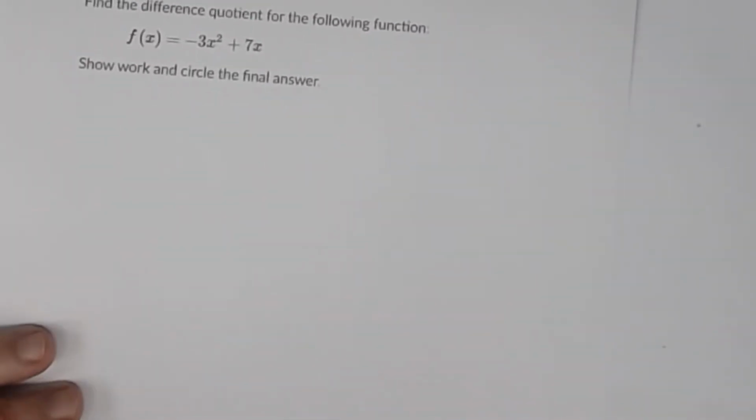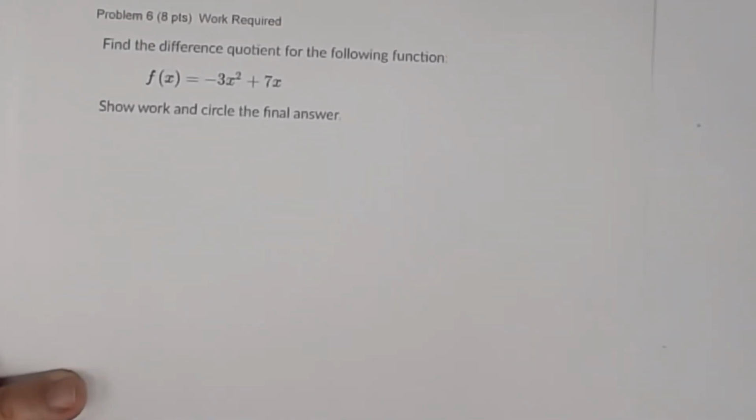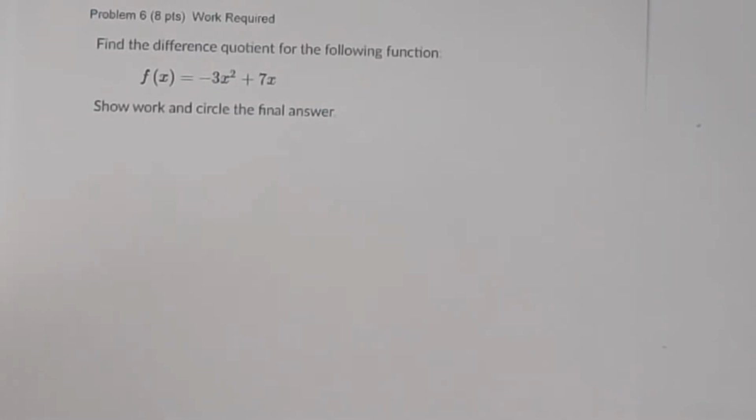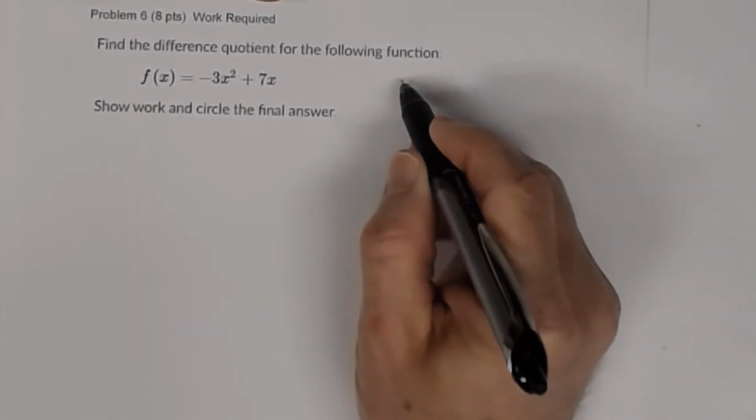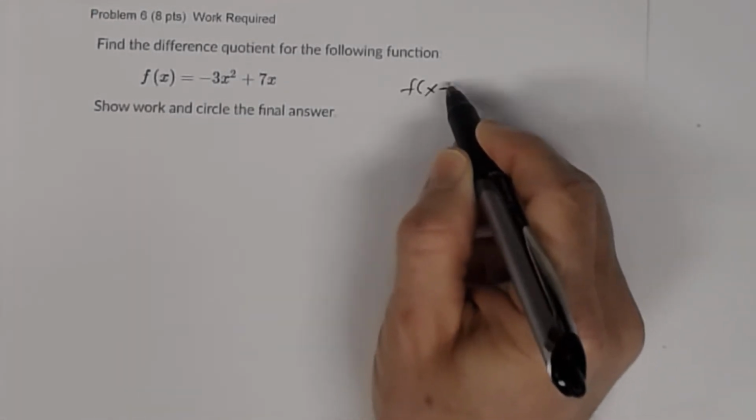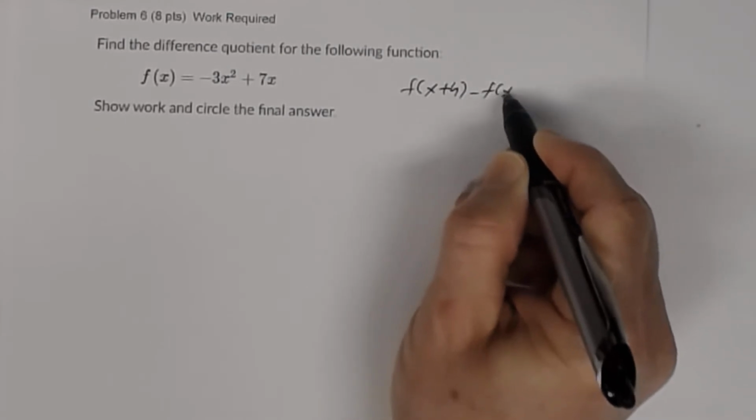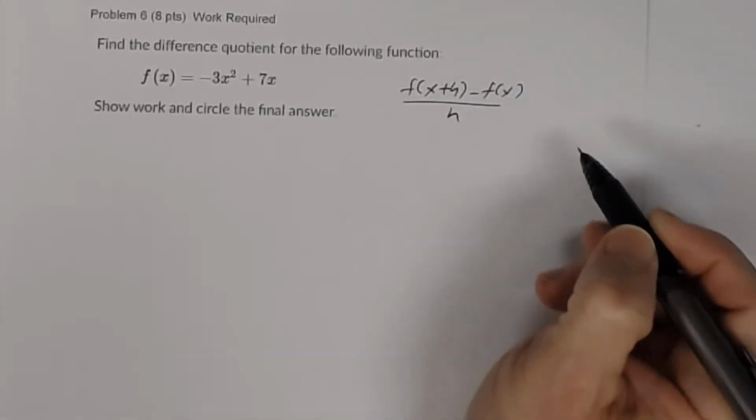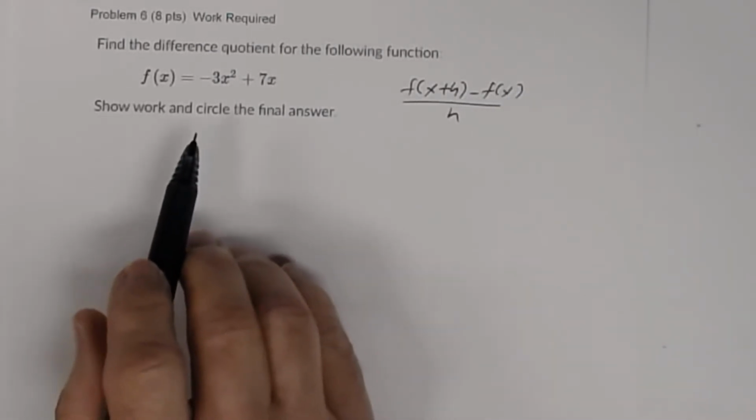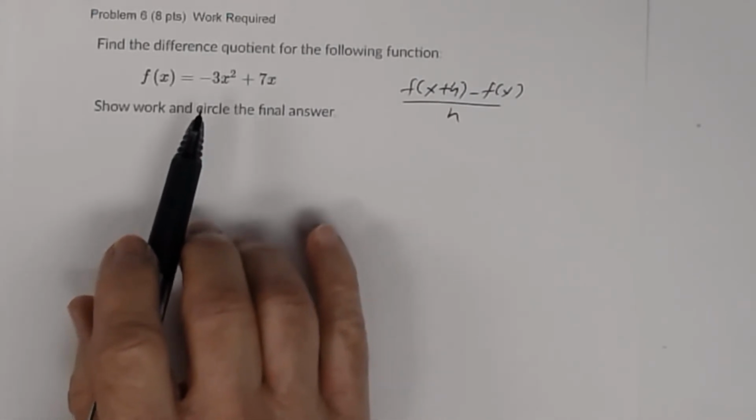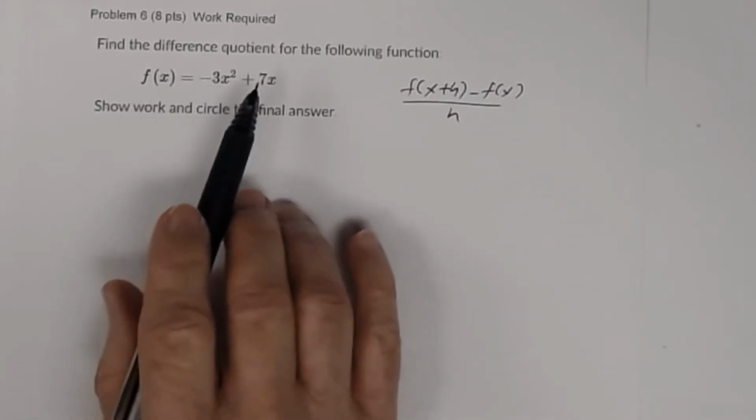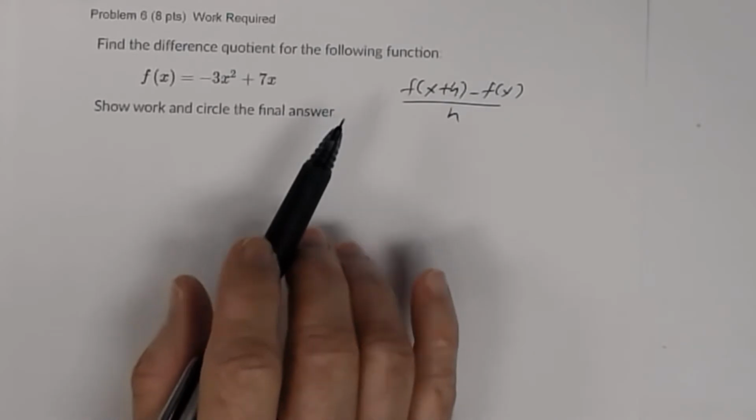Okay, let's look at number 6. In number 6, you're given this function and you want to find the difference quotient. The difference quotient formula is f of x plus h minus f of x, divided by h. Now, for many students, it's easier to find this by doing steps.